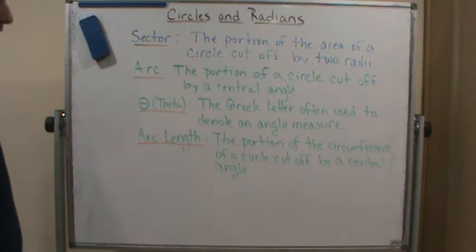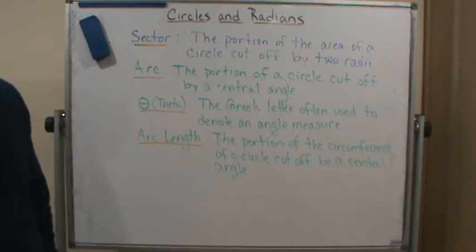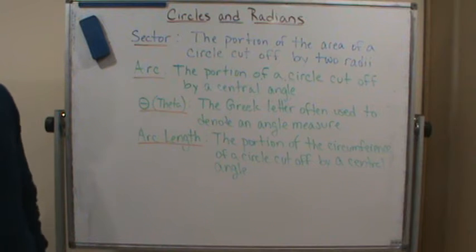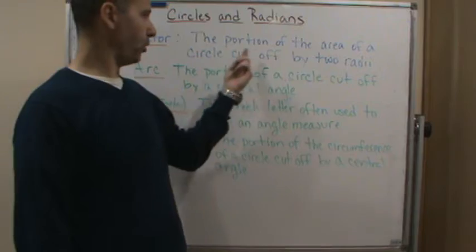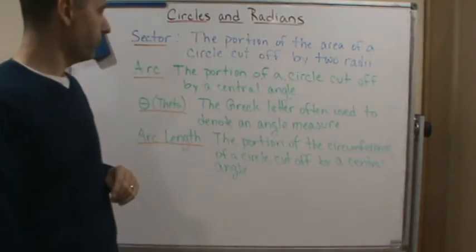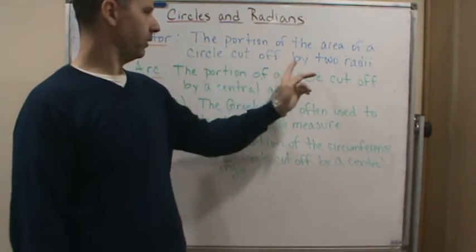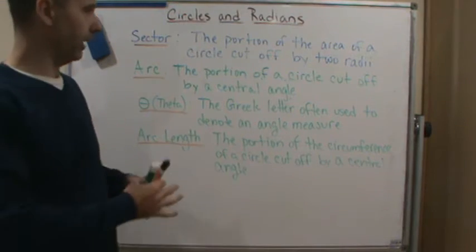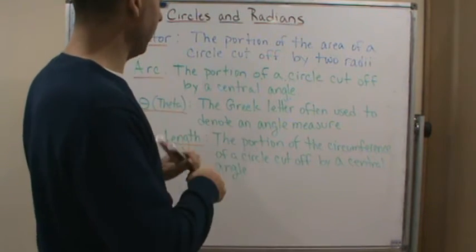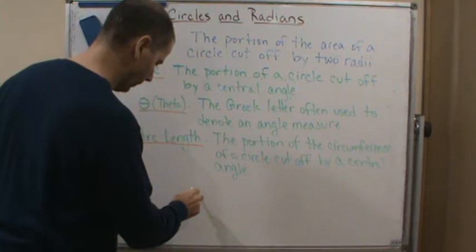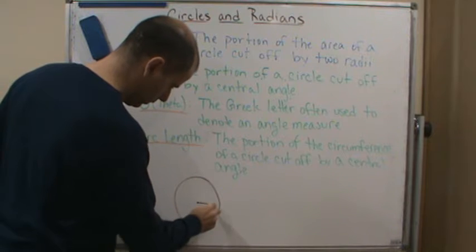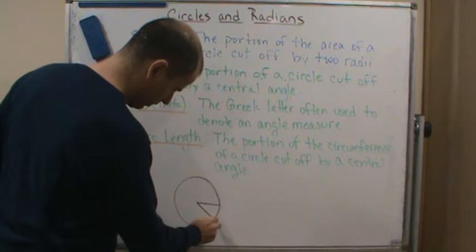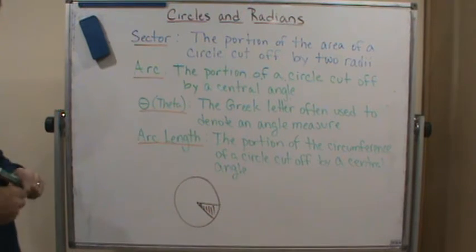Okay, so the first thing is a sector of a circle. The sector of a circle is like, for example, you could think of it as a pie wedge. It's a wedge of a circle. So in other words, it's the portion of the area of a circle cut off by two radii. So for example, you might think of a sector as this portion of the circle.